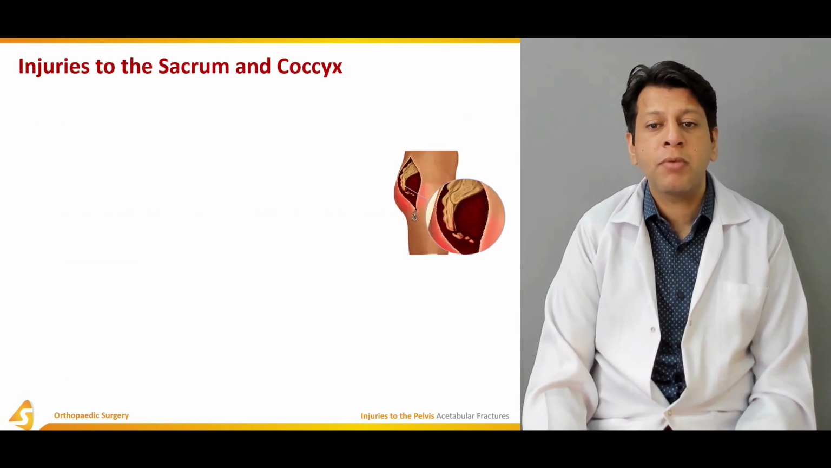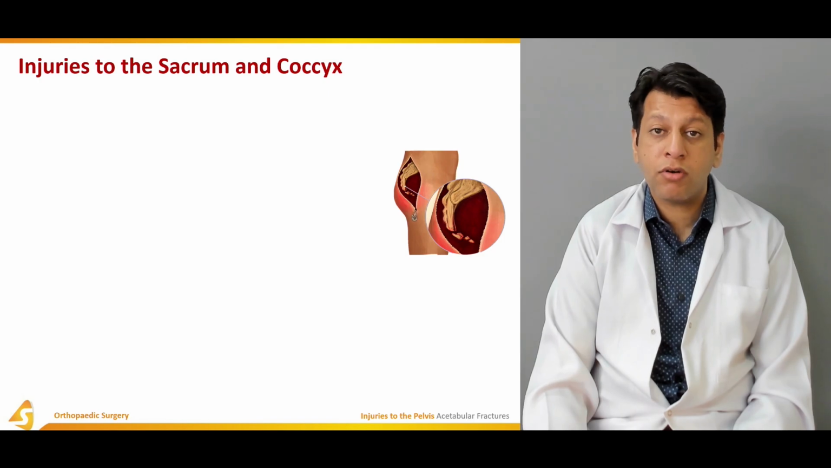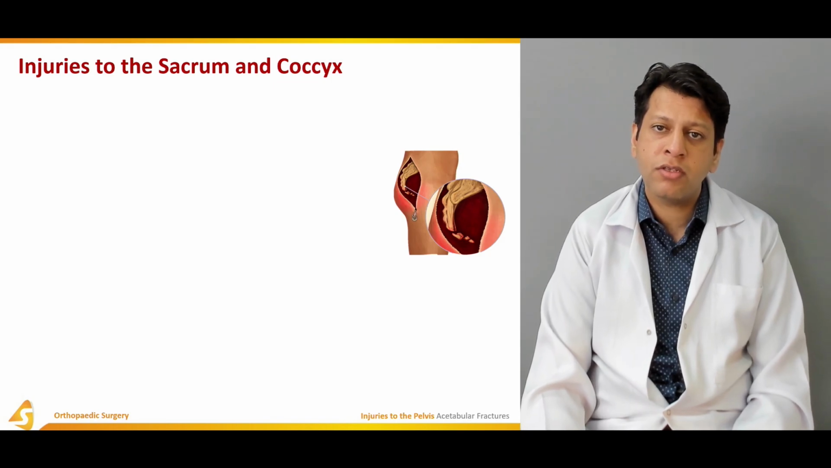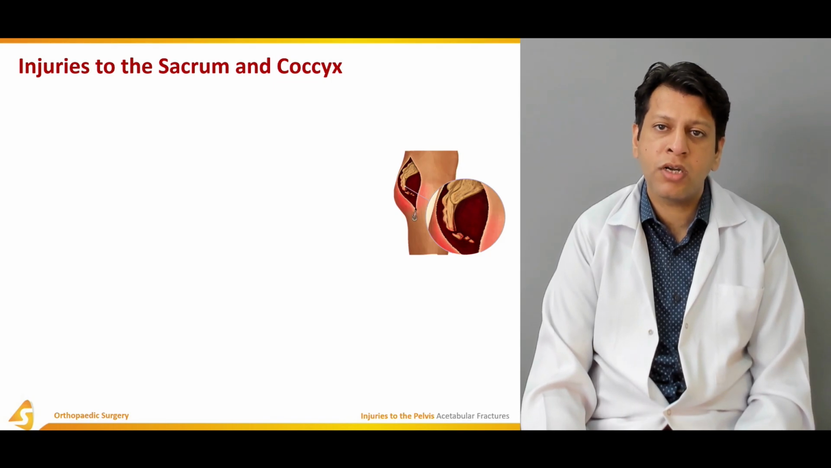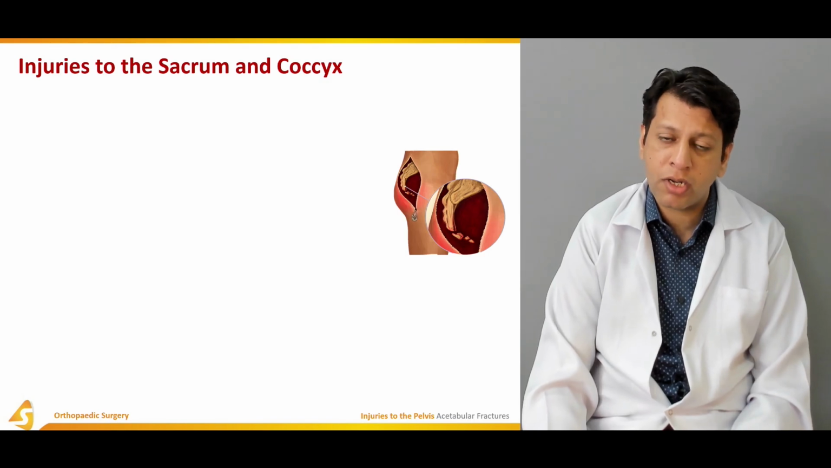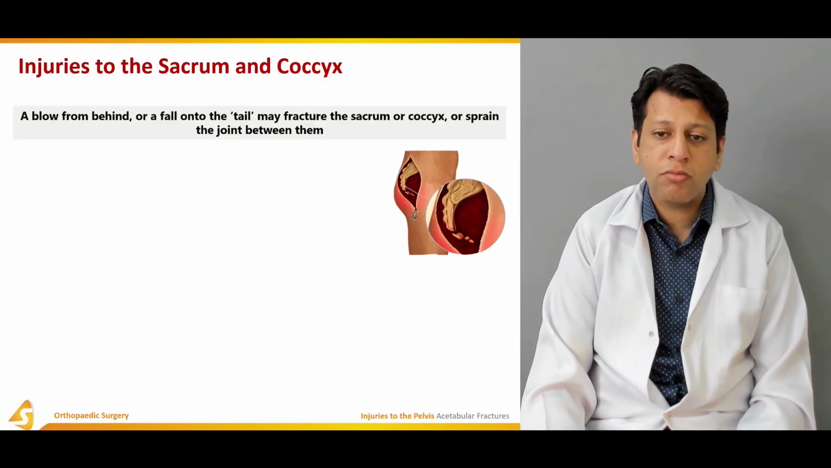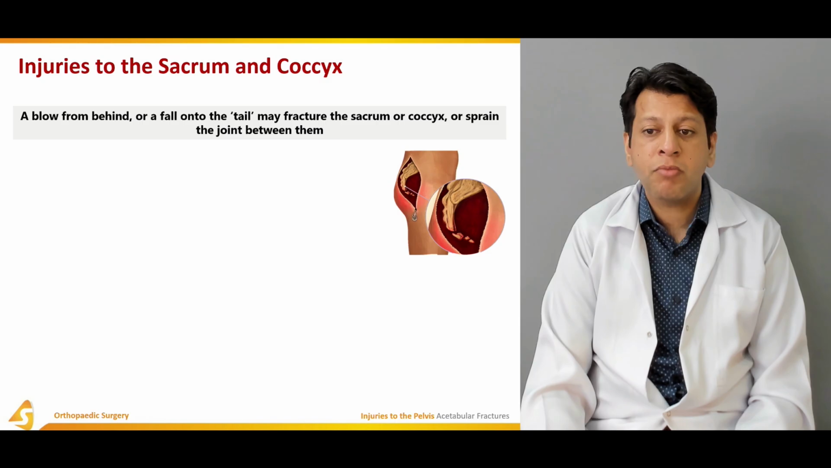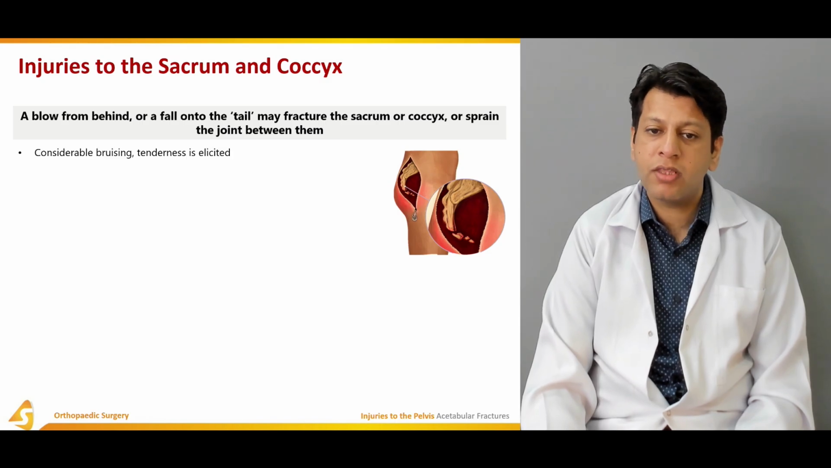Now we are coming to the brief injuries of the sacrum and coccyx. Sacral injuries are divided into three zones: zone 1, 2, or 3 according to the Denis classification. The sacrum may get fractured due to a blow from behind or a fall on the tail, which may fracture the sacrum or coccyx, or sprain the joint between them.